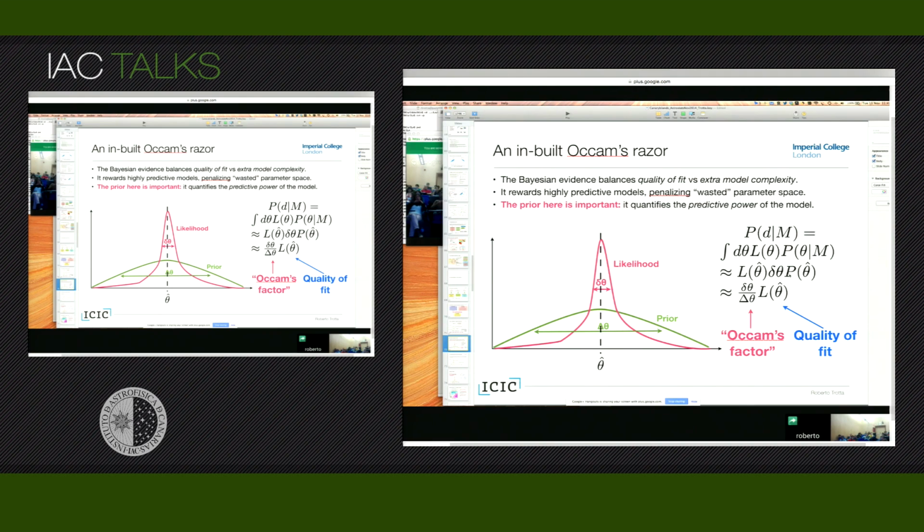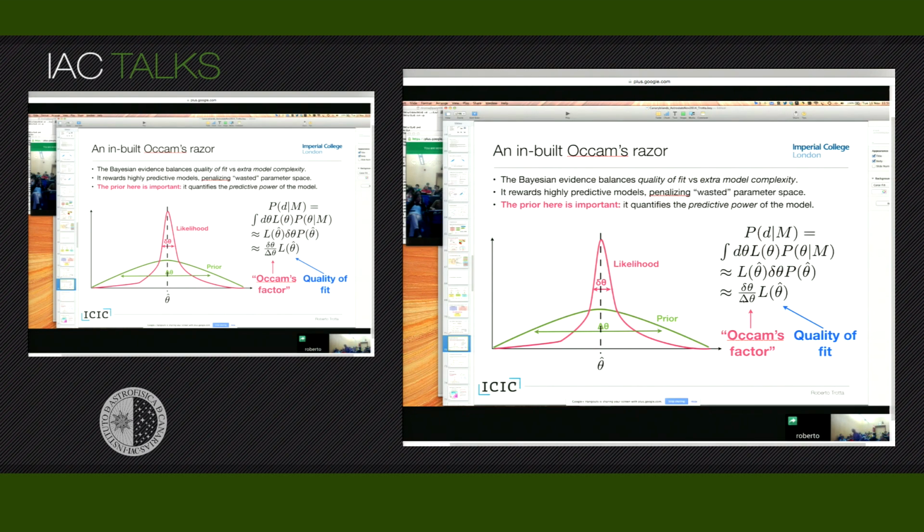But because the prior is normalized, the prior height at the maximum likelihood point is of order 1 over the width of the prior, so it's 1 over capital delta theta. And so we get that the evidence is approximately given by the expression here, where this first term is the maximum likelihood value. That means better fit, higher likelihood, higher evidence, as you would expect.